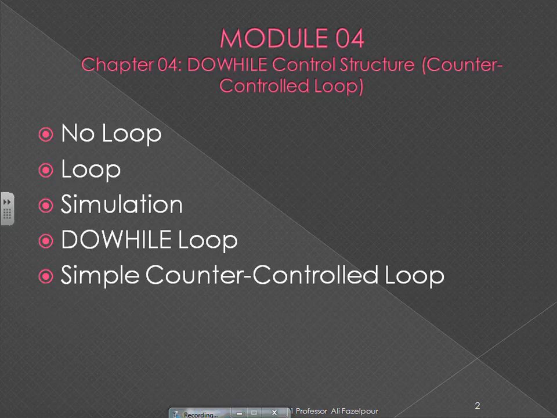We're gonna look at what is gonna happen if we don't have the loop control structure. We're gonna look at the do-while loop. In this textbook we have two types of loop, do-while and do-until.